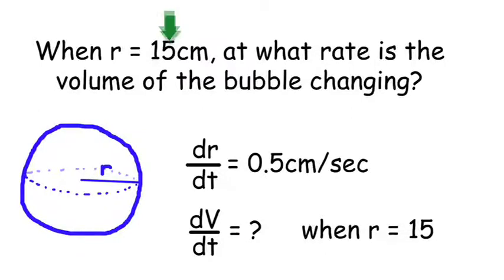So, what you first do is draw a diagram, and then write out what you know and what you're trying to find. So what you know is dr/dt, which is the rate at which the radius is changing, and that is 0.5 centimeters per second. And then dV/dt is what you're trying to find, and in this case it's when r equals 15.